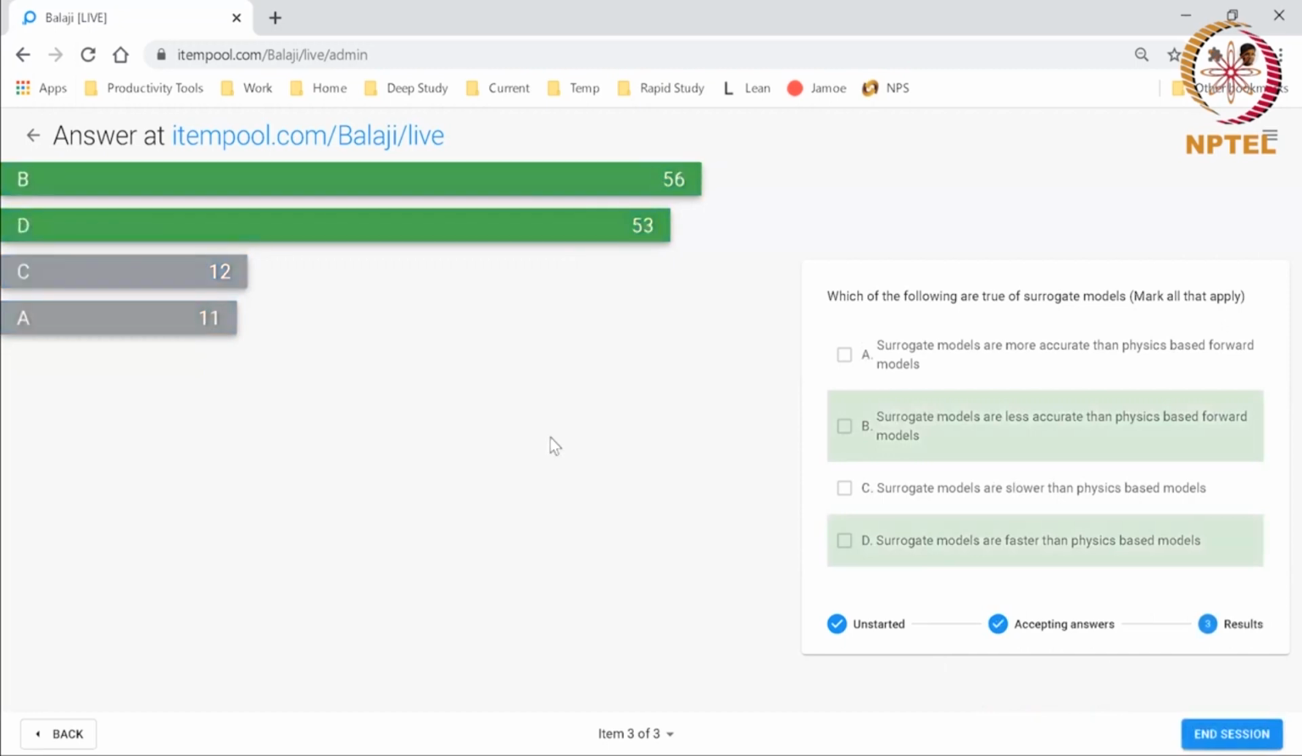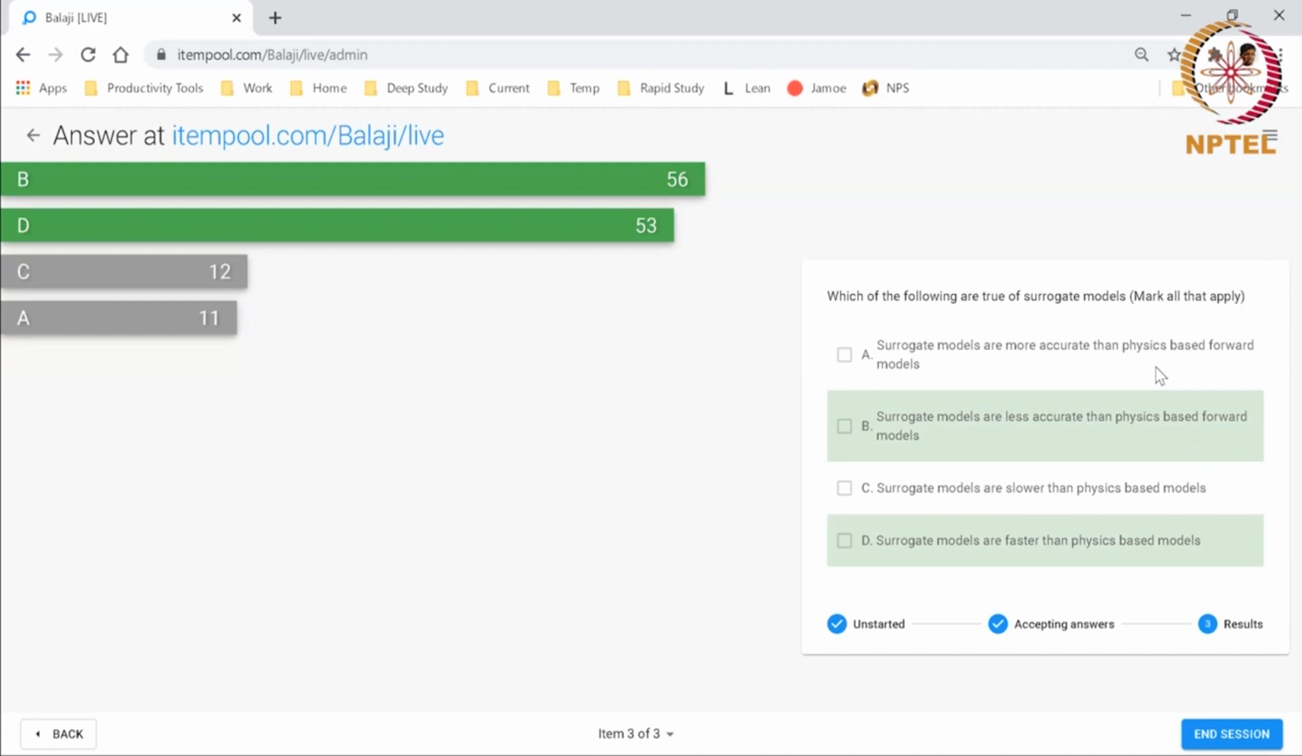Okay. So just to clarify, surrogate models are never more accurate than physics-based forward models. They are always approximations, because we actually create surrogate models in order to approximate physics-based models, as you will see later on in the course. We actually take a physics-based model. The physics-based model might be based on physics, or differential equations, or based on actual experiments.